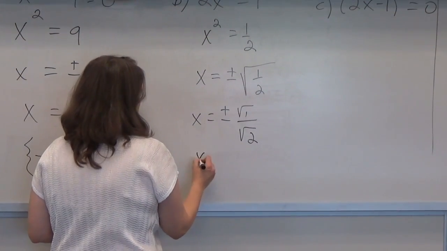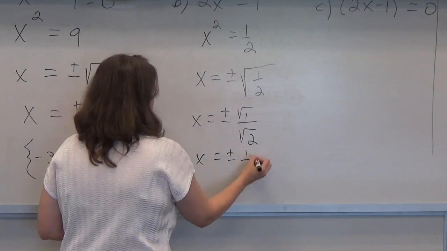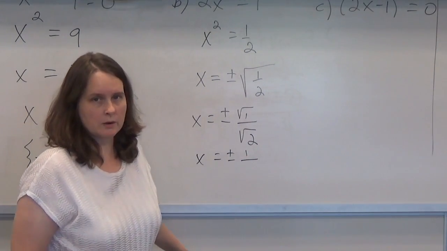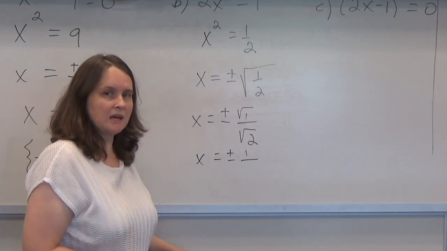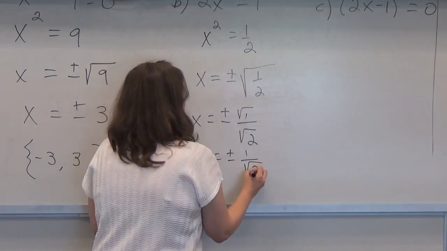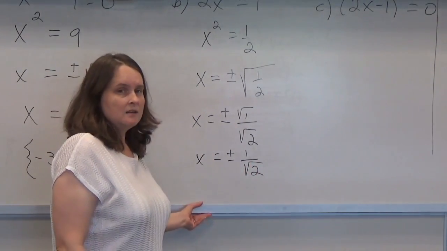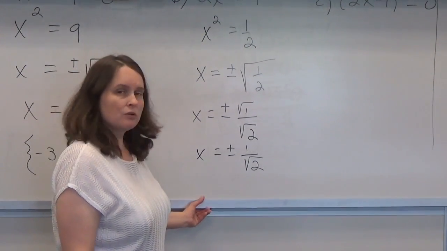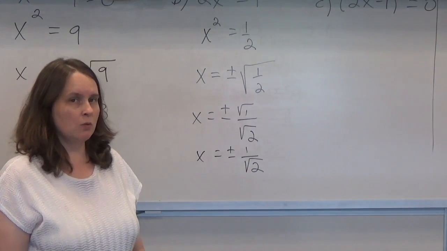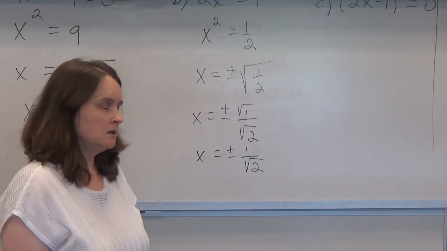So x equals plus or minus. We know that the square root of 1 is 1. The square root of 2 is just the square root of 2. That's as precise as we can get with that one because that's an irrational number. So we've got plus or minus 1 over the square root of 2. All right. Now, this is correct, but it's not in the form that you're going to be asked to give it in. Do you know why this is not in the form that you're going to need?